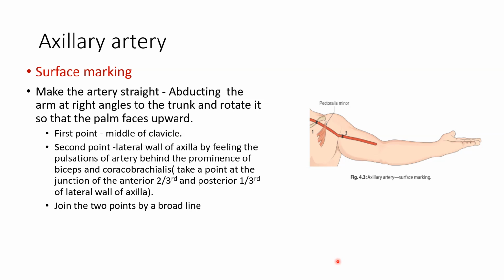This makes the artery straight, and in this position mark a point on the middle of clavicle, mark another point on the lateral wall of axilla by feeling the pulsations of the axillary artery behind the prominence of biceps and coracobrachialis muscle, or take a point at the junction of anterior 2/3 and posterior 1/3 of the lateral wall of axilla. If these two points are joined by a broad line, that gives the surface marking of the axillary artery.